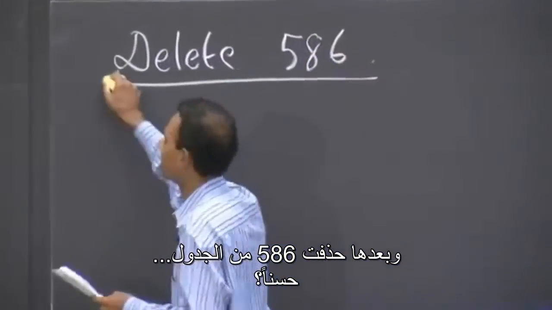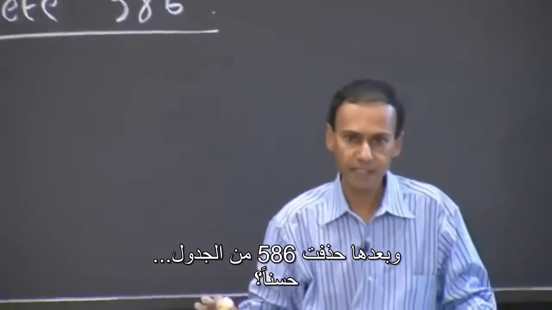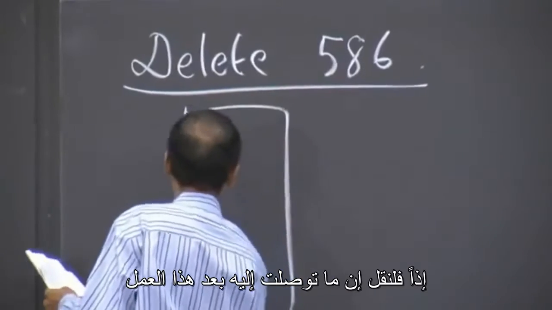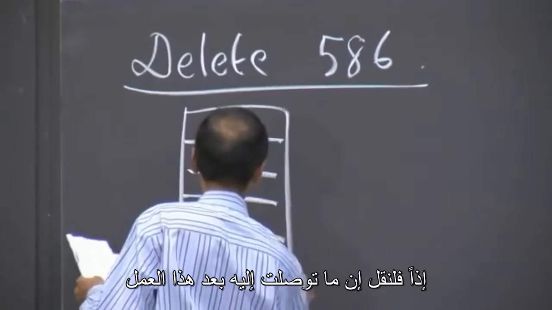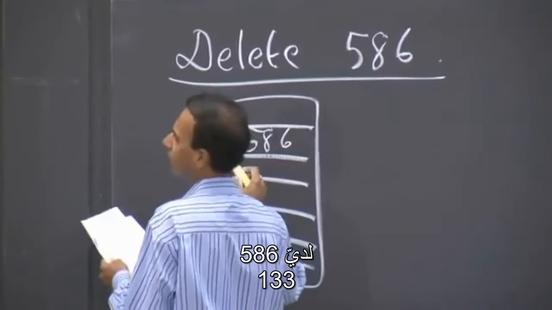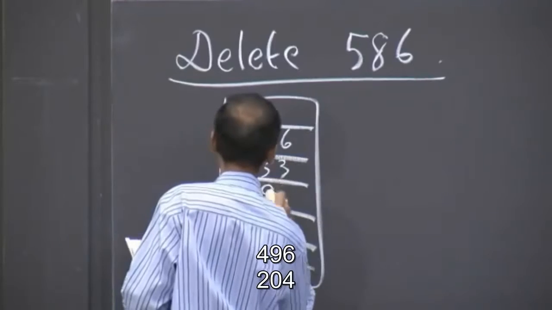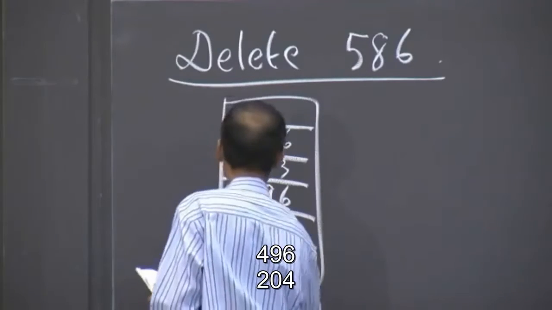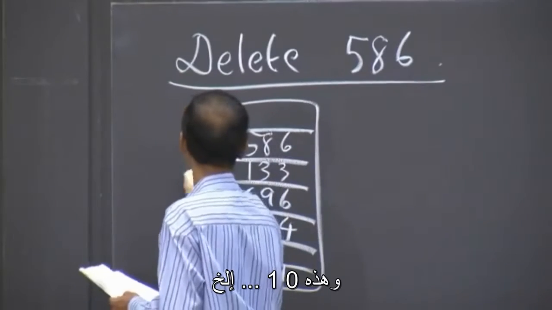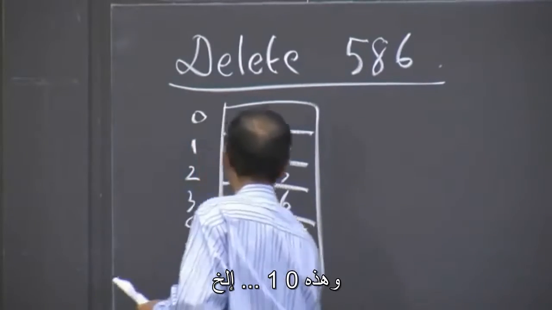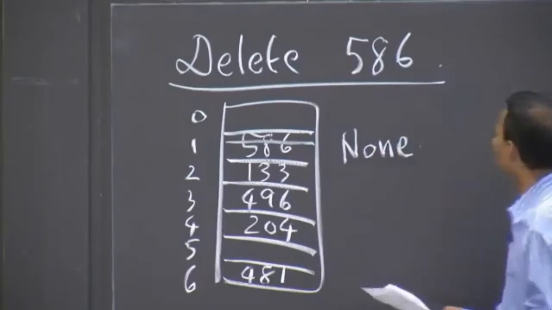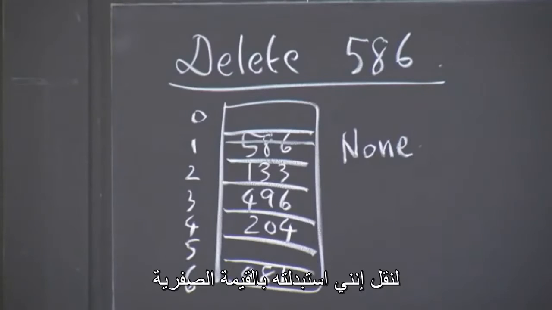586 from the table. I delete 586 from the table. So let's just say that what I end up with is 586, 133, 496, and then 204, and then 481, and this is slot 0, 1, 2, etc. So I'm deleting 586, and let's say I replace it with none.